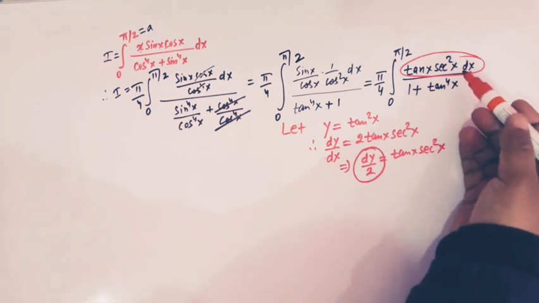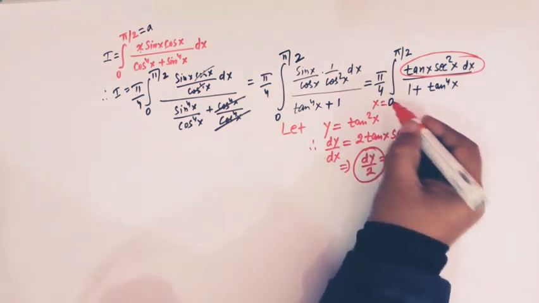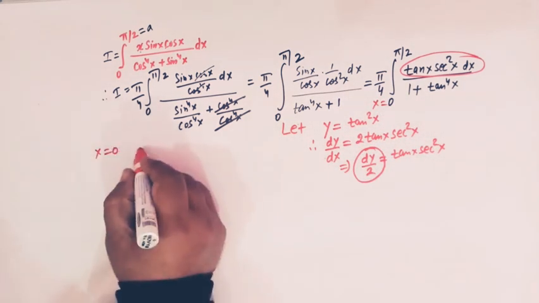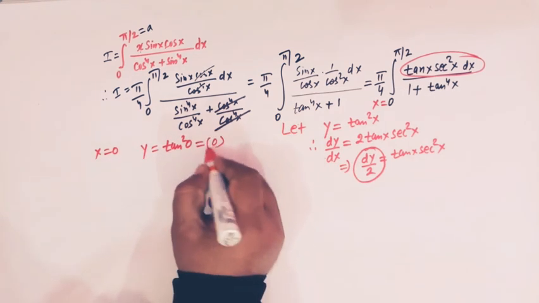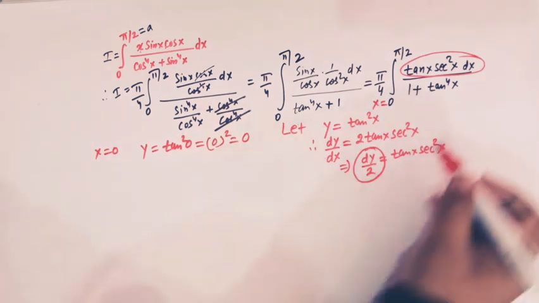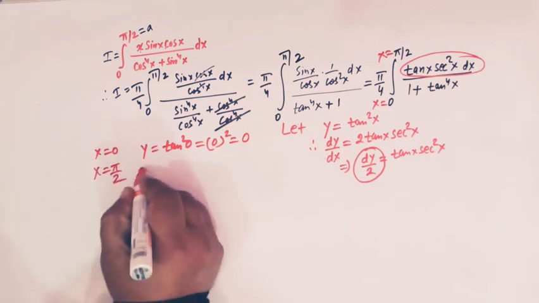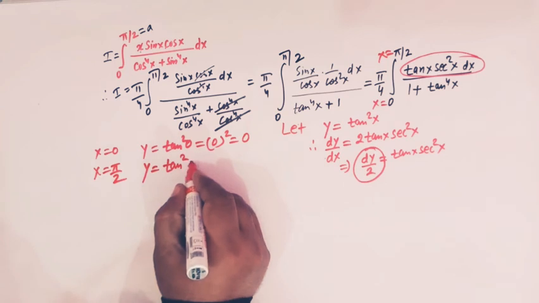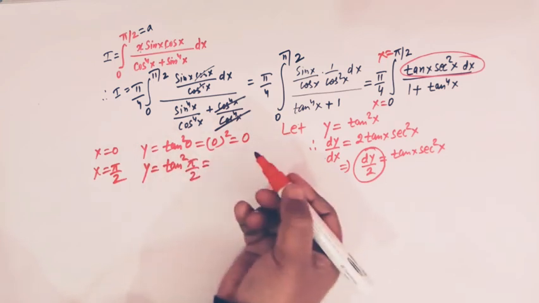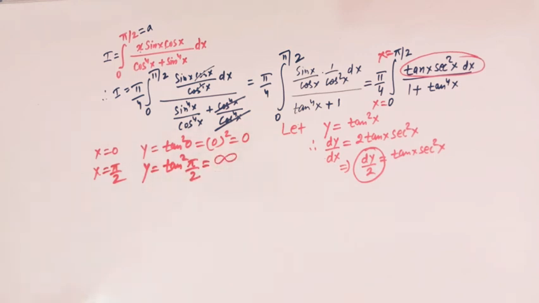Now since we are changing the variable from x to y, let us change the limits accordingly. So when x is equal to 0, then y is equal to tan square 0, that is 0 square, that is 0. And when x is equal to pi by 2, then y is tan square pi by 2, and tan pi by 2 is infinity, and infinity square is infinity, so here we have infinity, right?